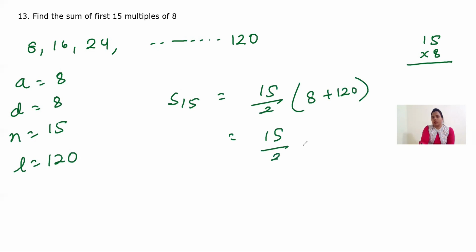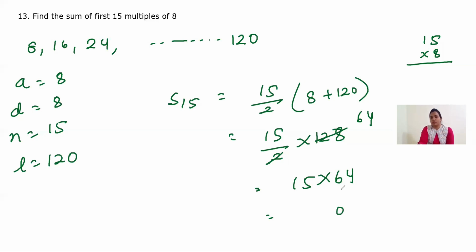I can find S15 as 15 by 2 times (8 plus 120). This is equal to 15 by 2 multiplied by 128. I can cancel this. I'll get 15 multiplied by 64. And while I multiply this, I'll get 960. If you want, you can check it using the other method.